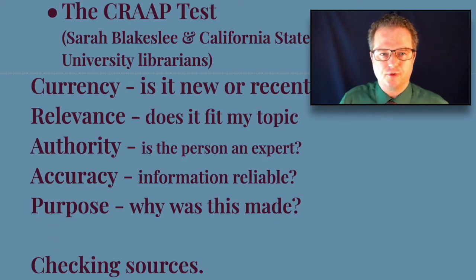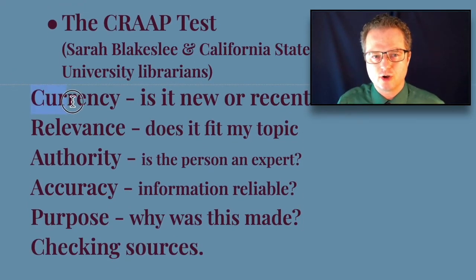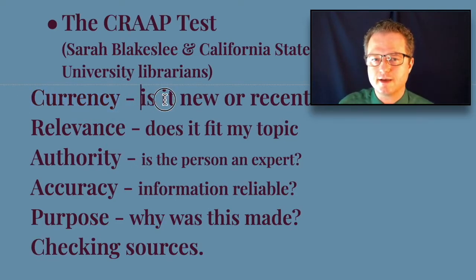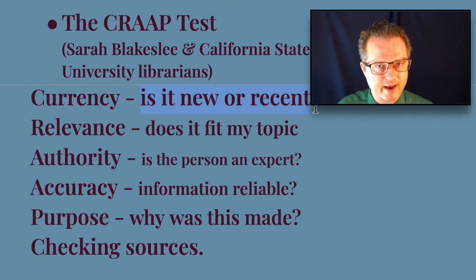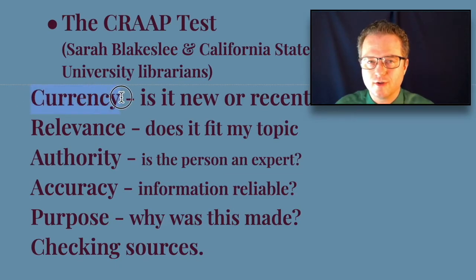CRAAP actually stands for five words: currency, relevance, authority, accuracy, and purpose. We can explore this in more detail, but very basically, currency is asking the question, is the thing I'm reading new? In a lot of areas of study, newer information is better than old, because in areas like medicine, science, and technology, our tools are getting better at measuring things, and we're understanding the world more and more.